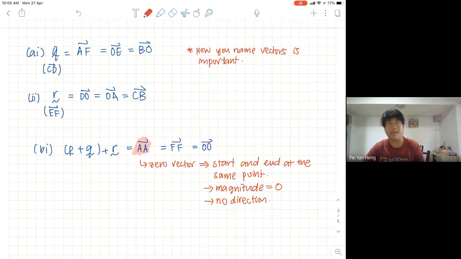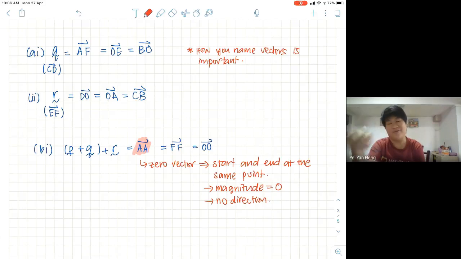Imagine you step out of your classroom, then you turn right to the lift area. Then you take the staircase down to the 5th floor. You walk along the whole corridor of level 5, and then you go up the other end of the staircase, and then you walk down your corridor, and then you come back to your classroom. That's a 0 vector. You walk one round and you end back at the same place, that's a 0 vector.